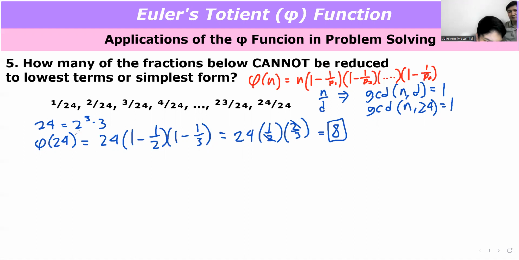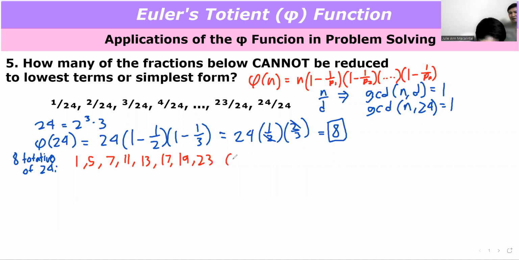Yes, so those are the 8 totatives of 24 and I will write down the list. Those are 1, 5, 7, 11, 13, 17, 19, 23. For those who are learning, don't assume totatives of 24. Use a different color so that it will look more artistic, and use commas.